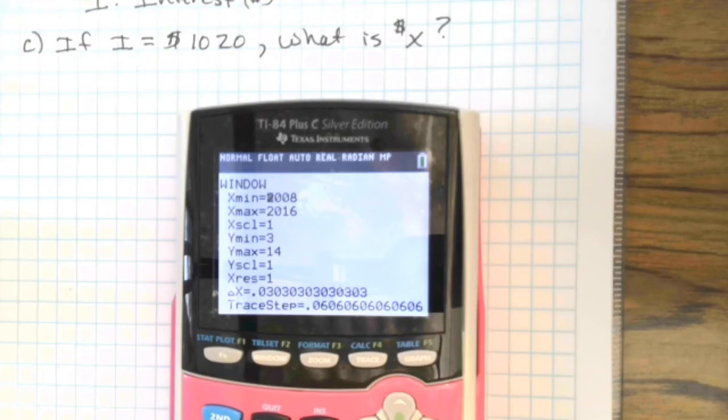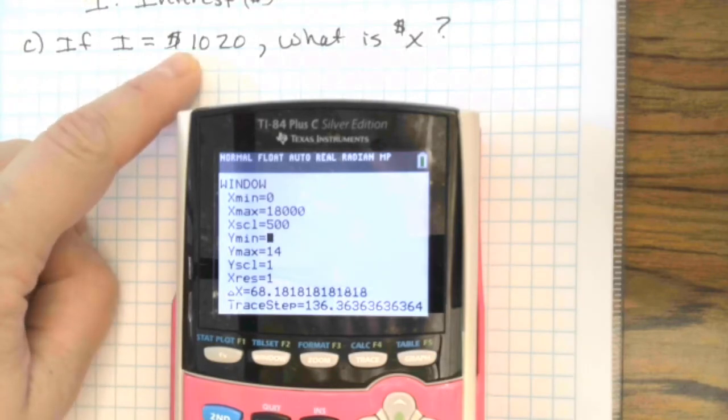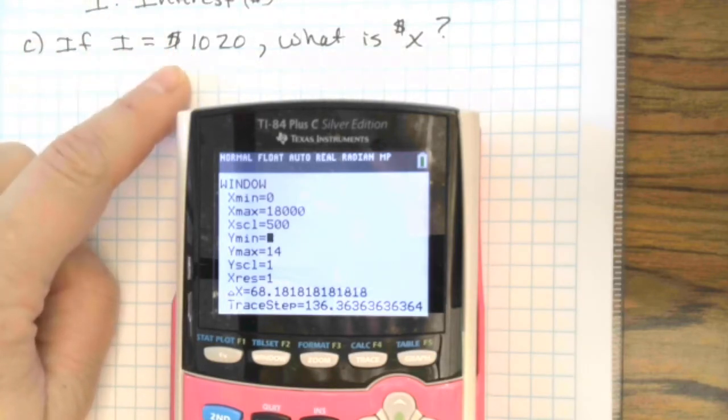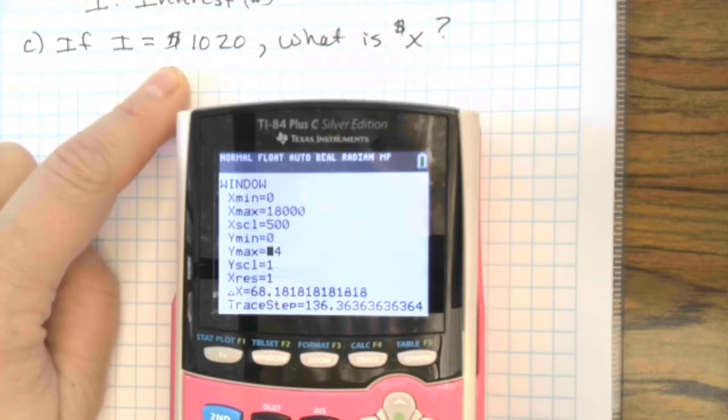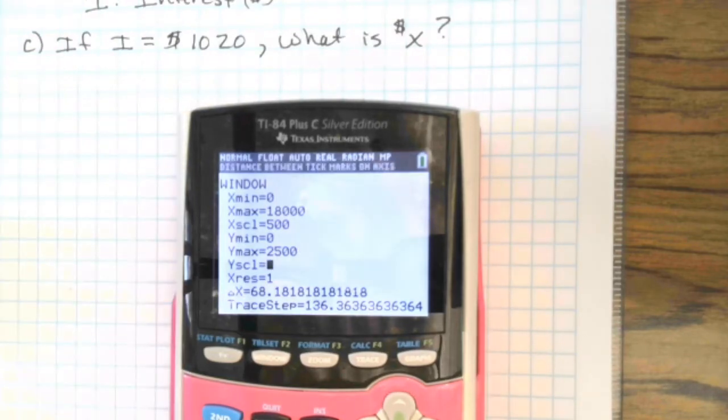So our x values, the amount that she invested at 5%, start at 0, so that's our x minimum, and she could go all the way up to 18,000. X scale, I would probably go by 500s just to keep it from getting messy. Okay, y minimum. We're wanting to figure out if y is 1,020, so I need to bracket that. So I'm going to go 0 to, and I need to get above that, so maybe 2,500 to be sure I can see it. And I'm going to go by hundreds, I think. So that looks like a decent window to show me what I'm going to be doing.